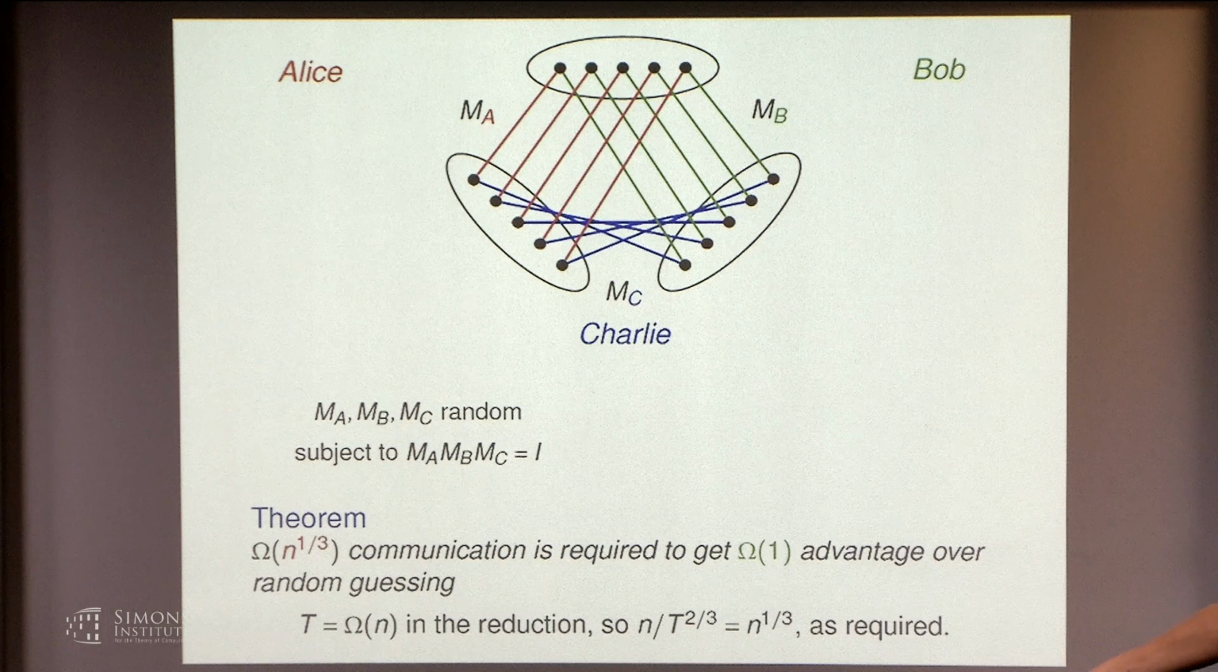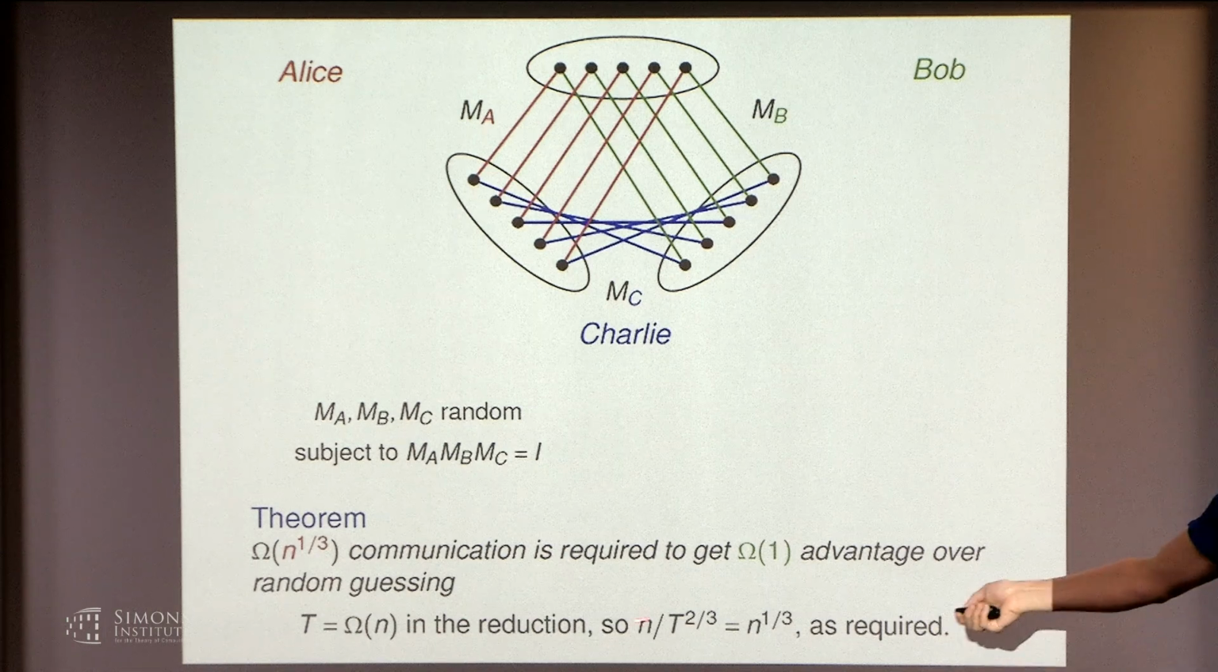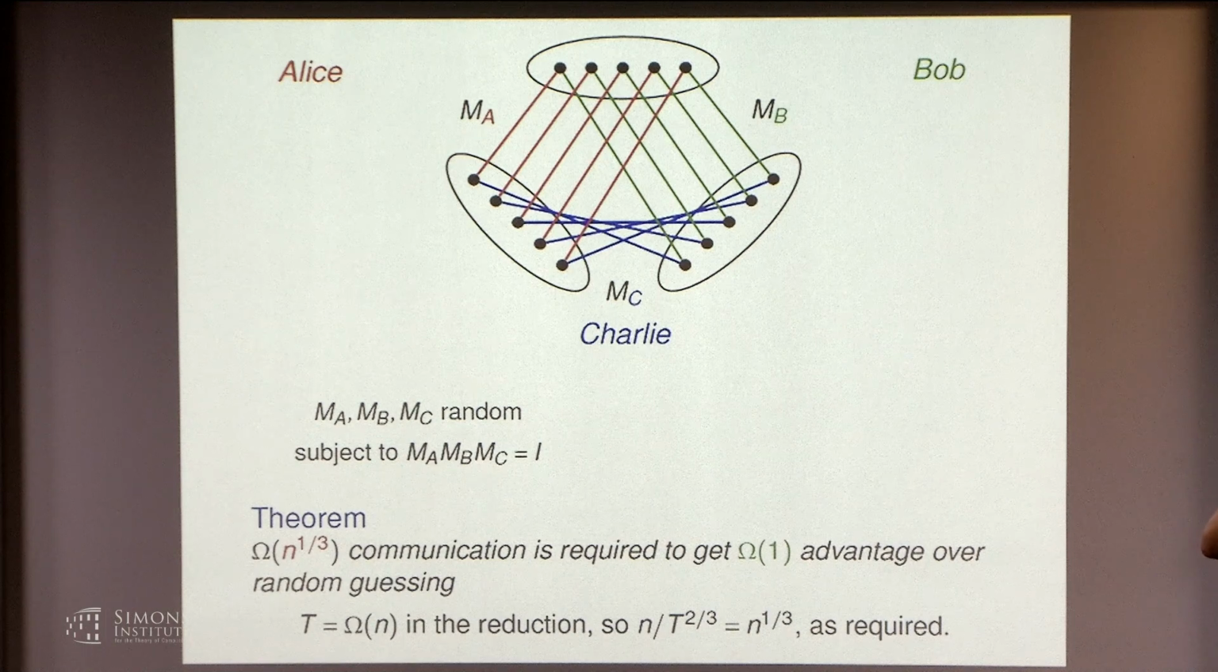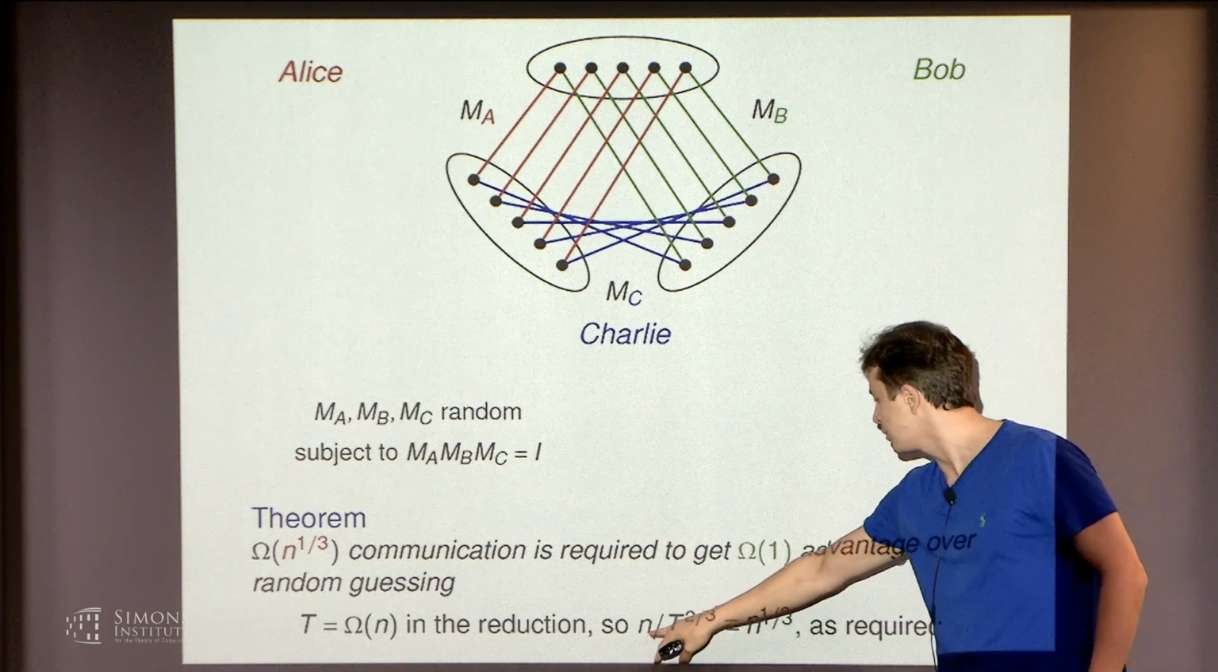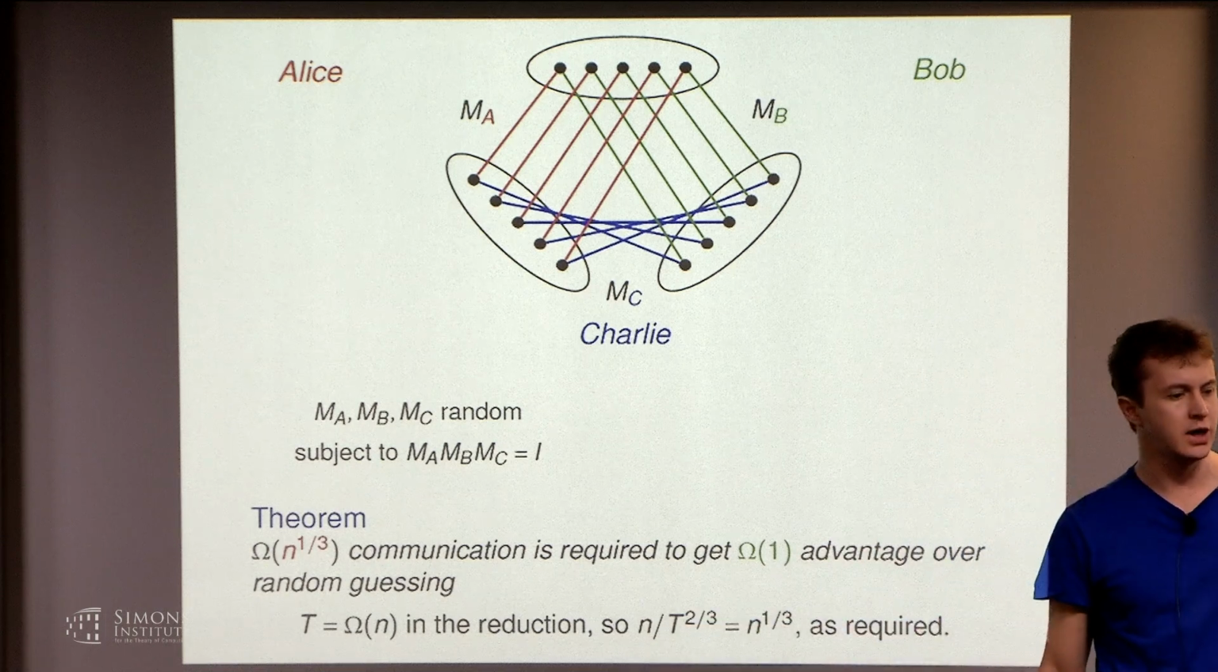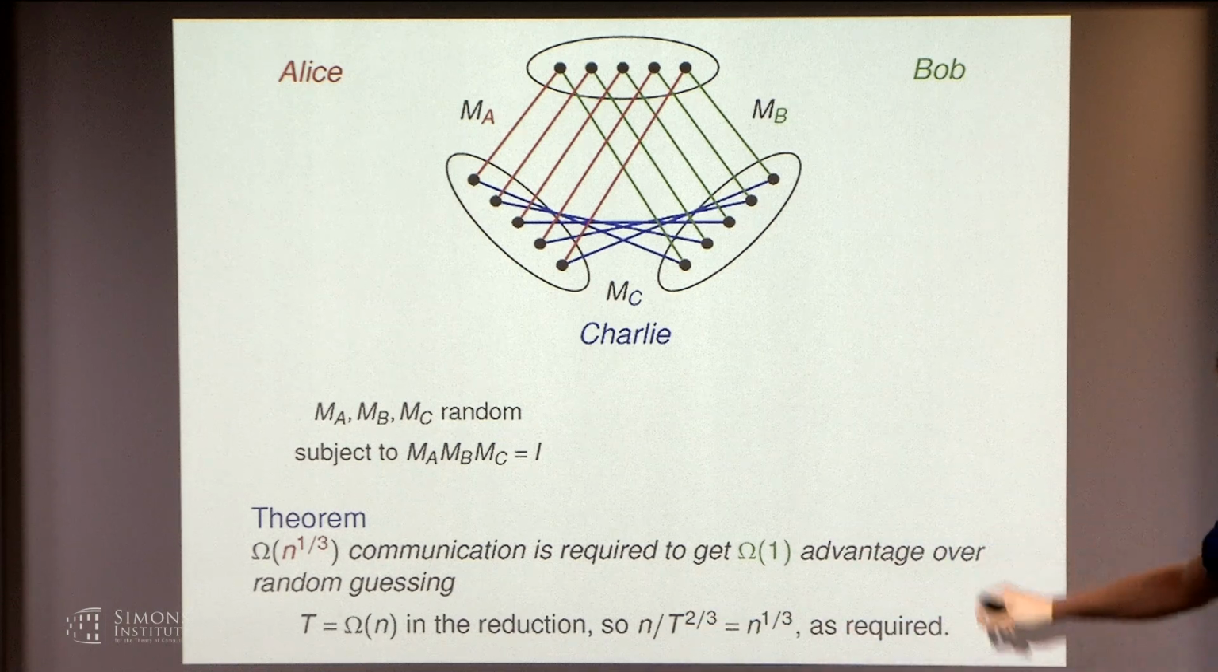Why is this good? Well, note that in this particular case, the number of triangles in the yes case is omega n. So our algorithm would require n over t to the 2/3, so n divided by n to the 2/3, which is n to the 1/3 space, and the lower bound matches exactly that. When t is smaller, there's a tweak of the game that handles this situation.